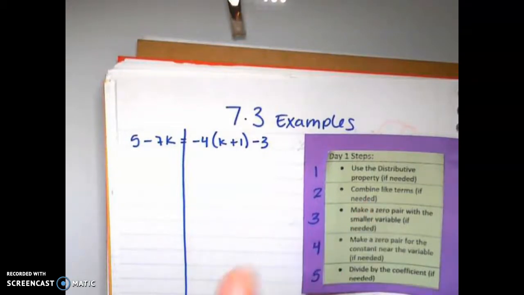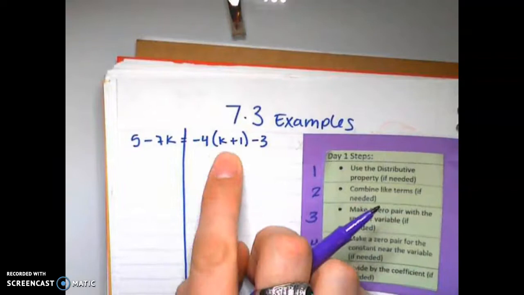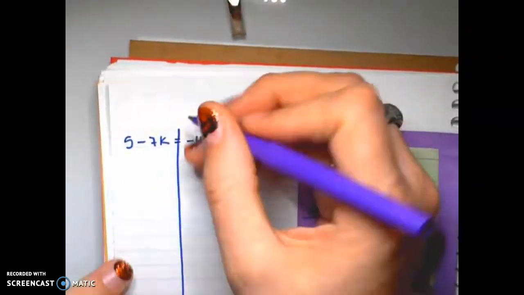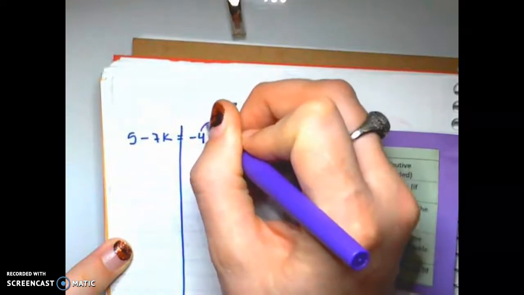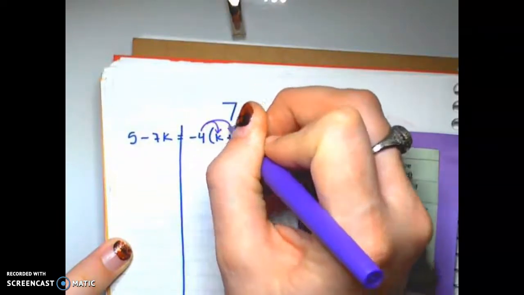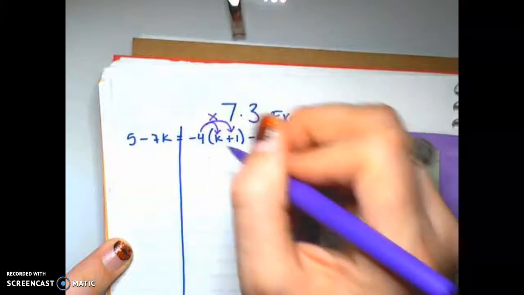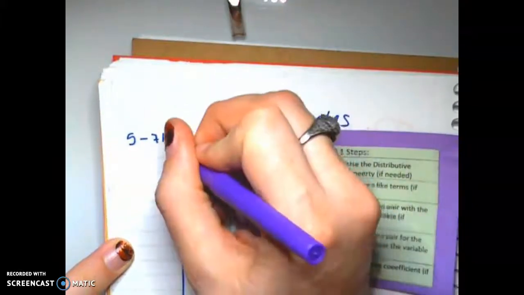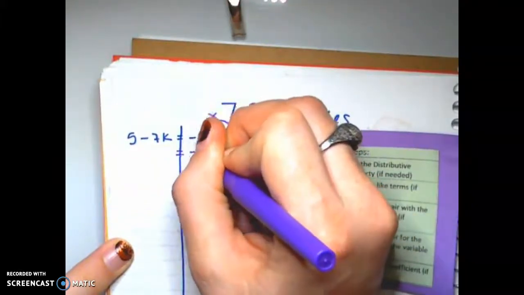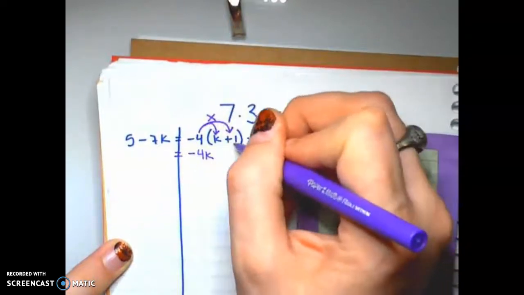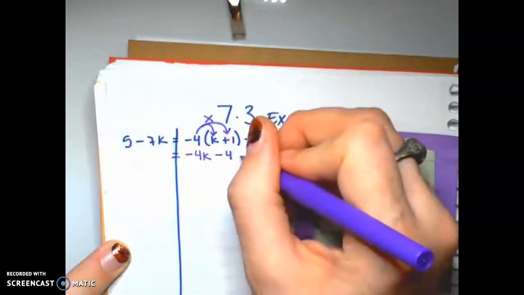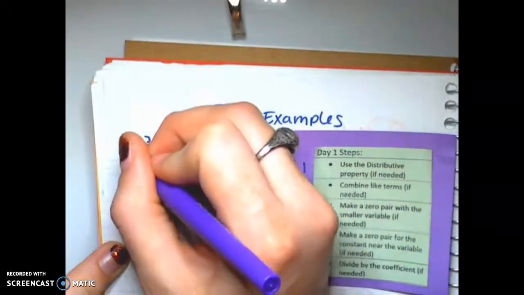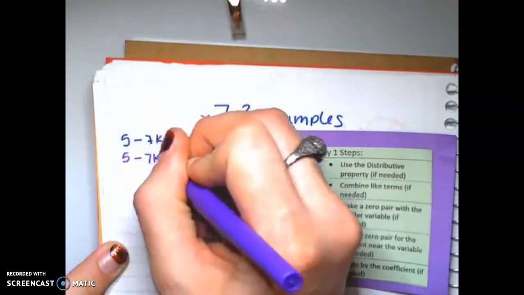We distribute when we have parentheses. This is the only side that has parentheses. So I'm going to take this negative 4 and distribute it to the k and to that negative 1 by multiplying. So I'm going to multiply negative 4 times k. It's going to get me negative 4k. And negative 4 times 1 just gets me negative 4. And then I'm going to copy everything else down. So negative 3 and 5 minus 7k.